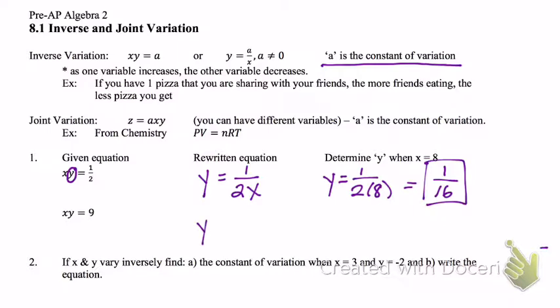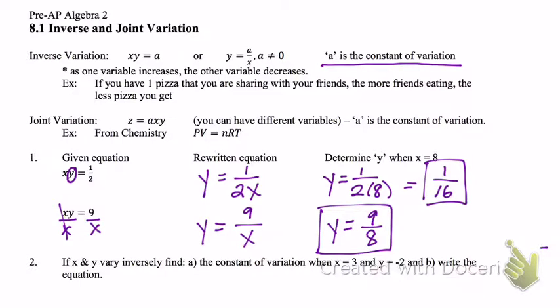So for the second one, xy equals 9. So y equals what if I'm solving for y? 9/x, because I'm dividing by x on each side. And so determine y when x equals 8. So y equals 9/8.